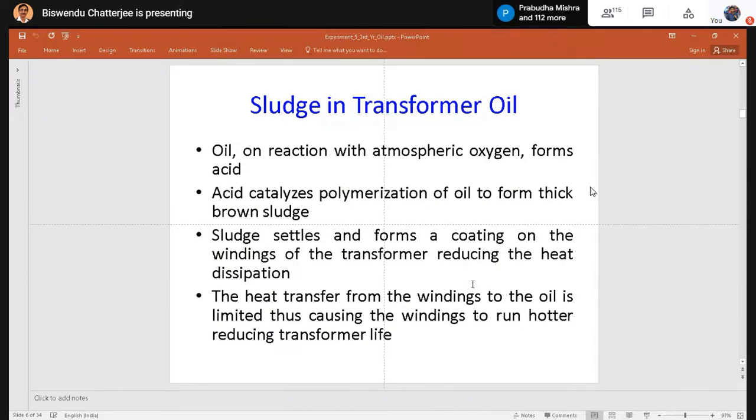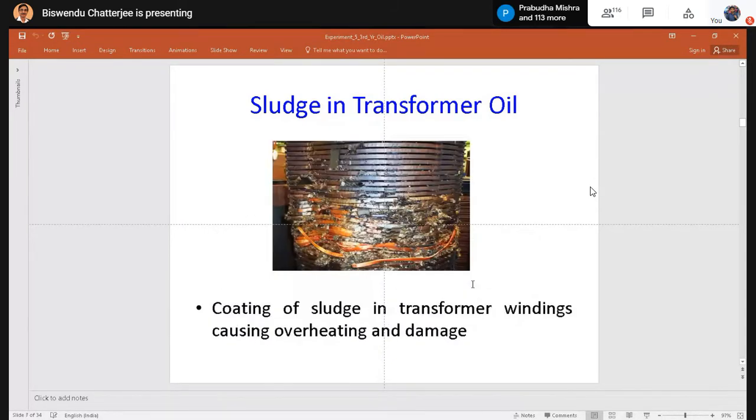We cannot allow it to go on. See how much damage is caused due to this formation of sludge, and the winding, due to heat, is charred inside a transformer. If you visit a transformer company in future, they can show you some of the transformers that came to repair and the damage caused inside the transformer.